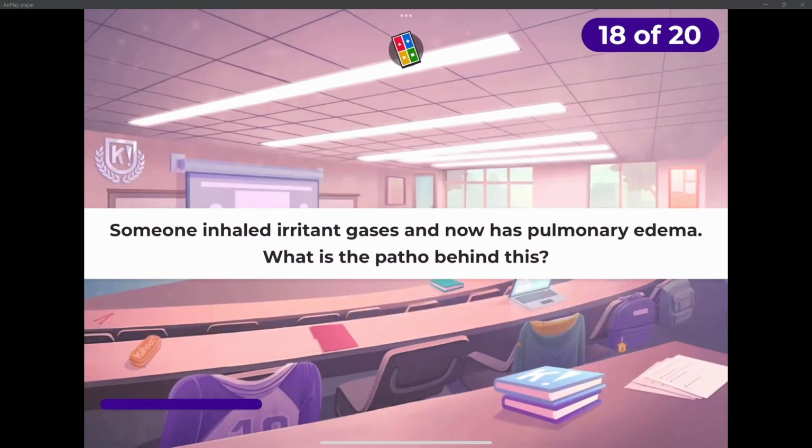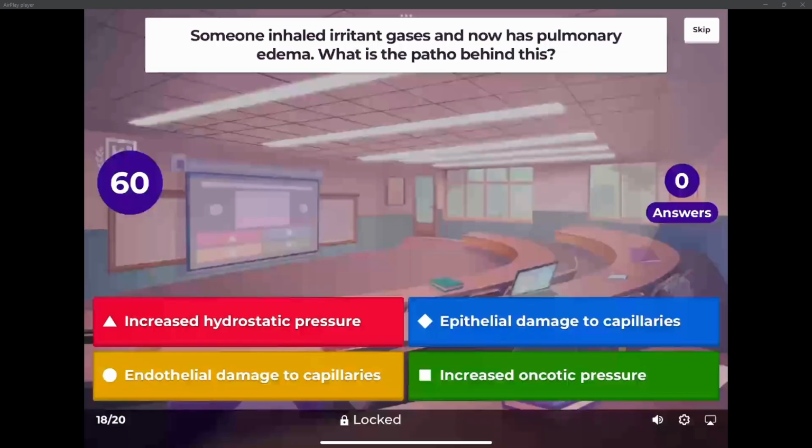Okay, someone inhaled irritant gases and now has pulmonary edema. So there's that one slide I had that had normal, and then it had different damages to either the capillary wall or the alveolar wall that will cause problems. So we're inhaling irritant gases. We're inhaling them. Where are they going to go? Into the lungs. So where are they going to damage?